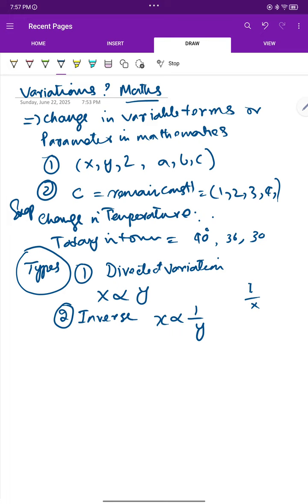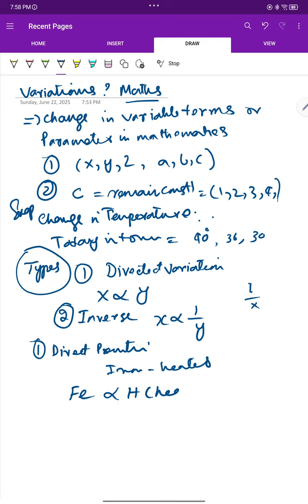An example of direct proportion, direct variation, is when iron is heated. If you increase the heat, the iron starts melting. So it means that iron, which we represent in chemistry and maths, is directly proportional to h, where h is equal to heat. This is related to physics also.